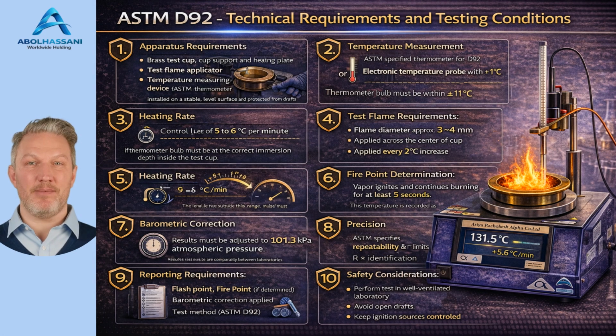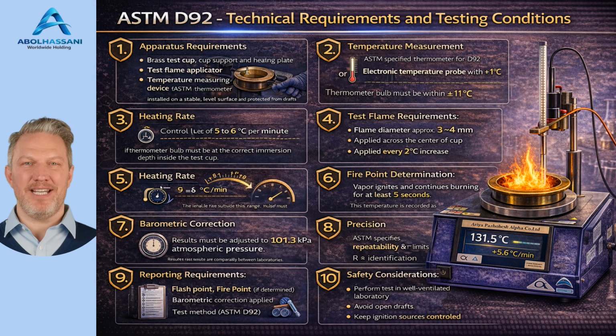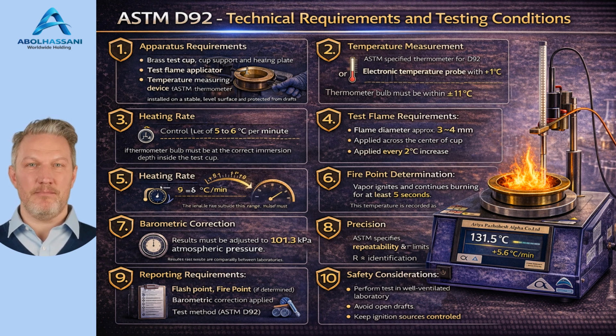Technical requirements and precision. ASTM D92 also specifies method precision in Section 13, Precision and Bias. Two important parameters are defined: repeatability, which represents variation between results obtained in the same laboratory, and reproducibility, which represents variation between different laboratories. These limits help laboratories verify that the test results are statistically reliable and consistent with the standard method.